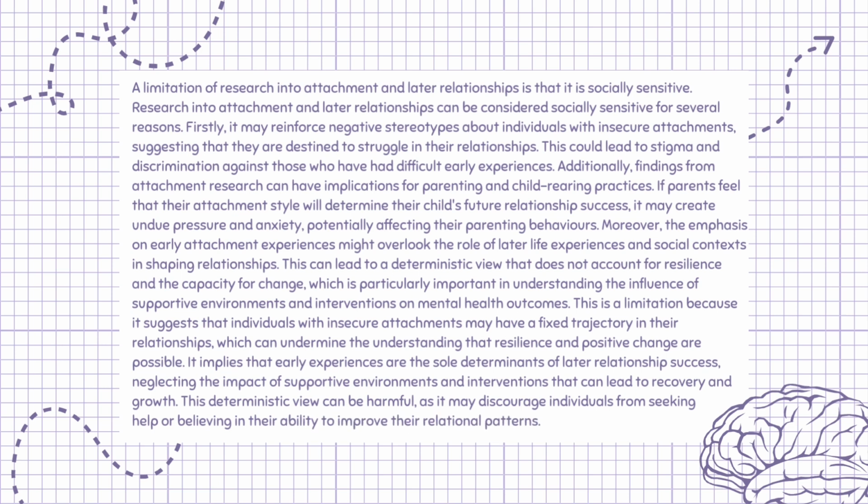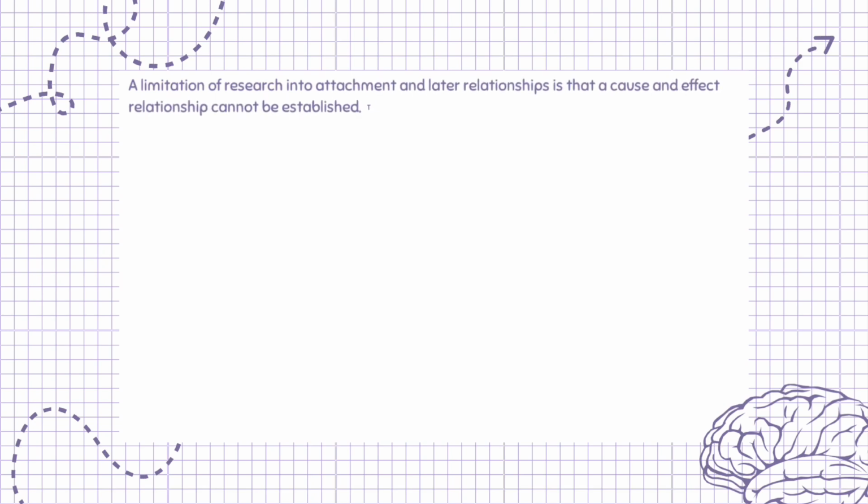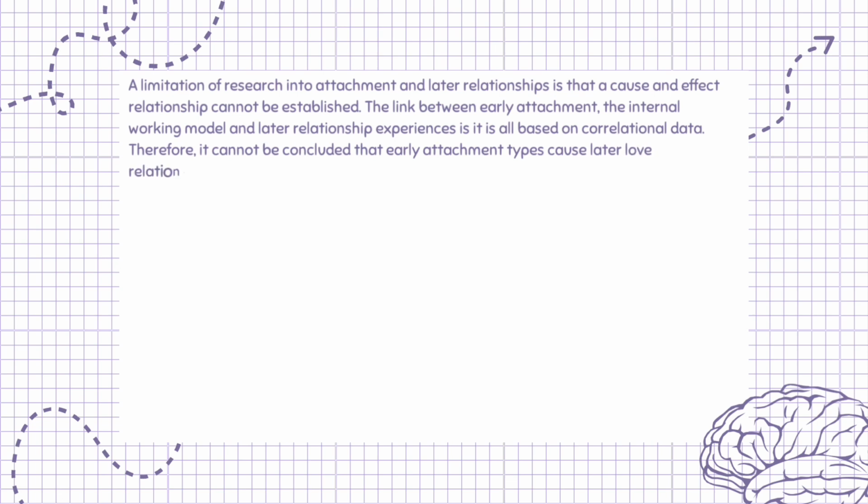A limitation of research into attachment and later relationships is that a cause and effect relationship cannot be established. The link between early attachment, the internal working model and later relationship experiences is all based on correlational data. Therefore, it cannot be concluded that early attachment types cause later love relationships, as there may be other variables in between that influence these relationships.